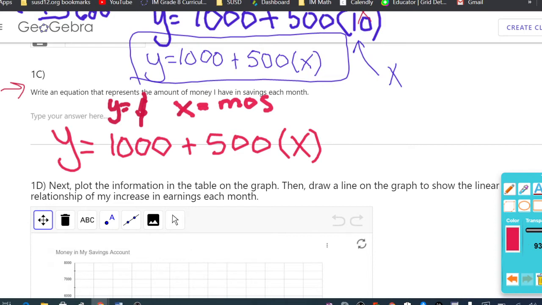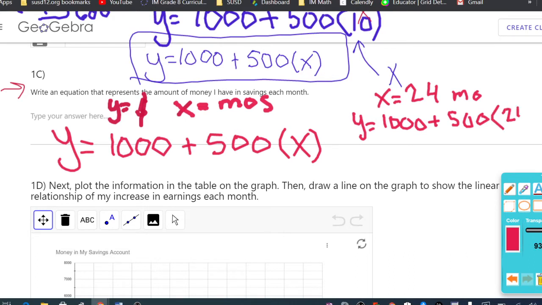Let's test it out. What if X equals 24 months? That would be after 2 years. Then how much money would I have in my account? Let's just try here. Y equals 1,000 plus 500x. 1,000 plus 500, and x is 24 for 24 months. Okay, do the math. How much money do I have after 2 years? That's right, $13,000.